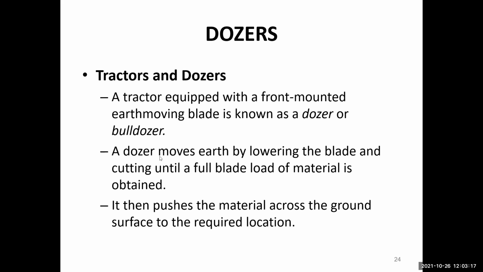So a dozer moves earth by lowering the blade and cutting until a full blade load of the material is obtained. Then it pushes the material across the ground surface to the required location. So this is the process for the dozer. It cuts the material and puts it into its full blade, and then pushes the material across the surface to the required location.